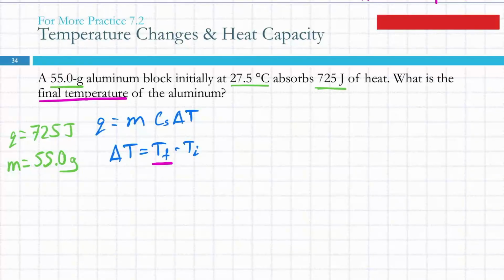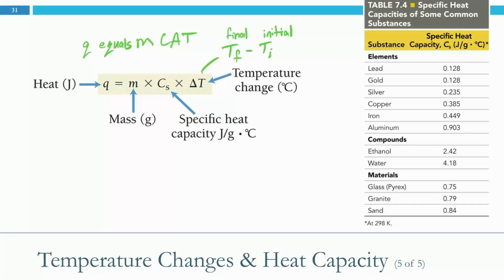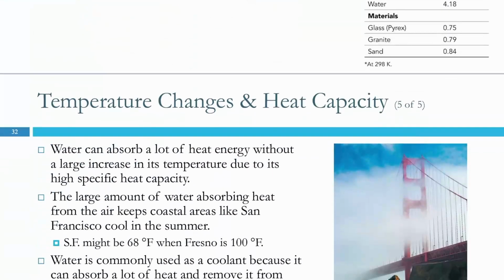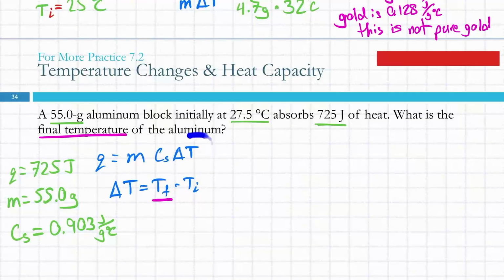Where could we find C? In the alphabet, it's the third letter. But more important to our question, we can find C from looking it up in a table. So we would go back to our table or look it up, or on an exam we would be given the C value. We were told that it's aluminum, our C value is 0.903 with units joules per gram degrees Celsius. Now that we have everything except for ΔT, we can find ΔT.